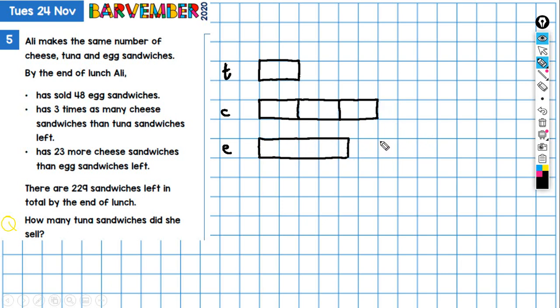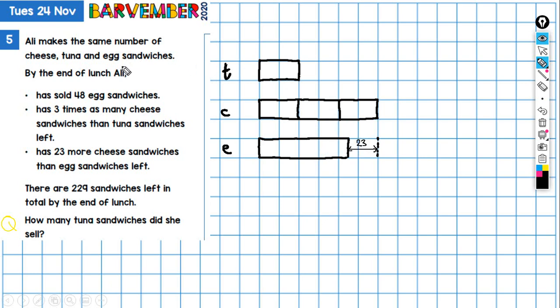I don't know what it really is in relation to these, but what I do know is that there's a difference between this and this. I'm just going to draw in a dotted line coming from down here. And this difference is 23, because there are 23 more cheese sandwiches than egg sandwiches.